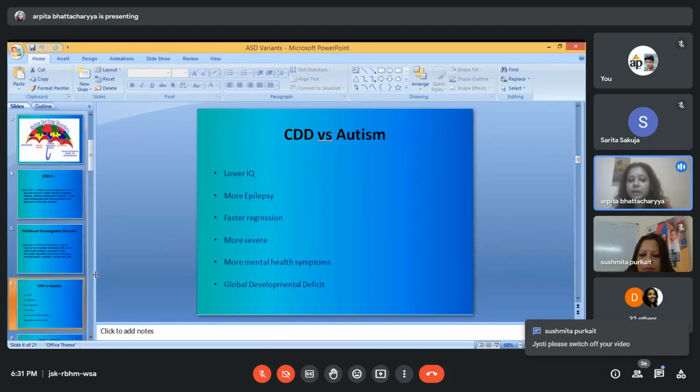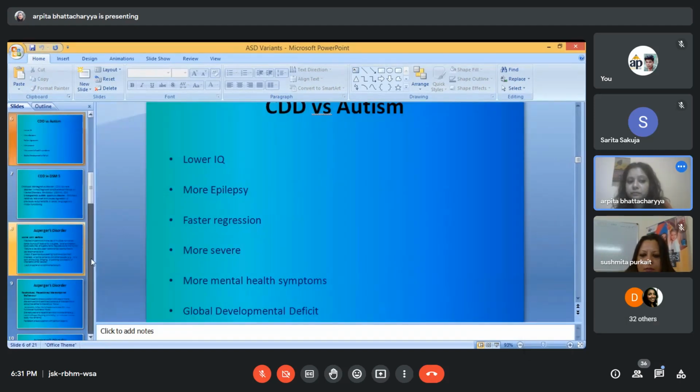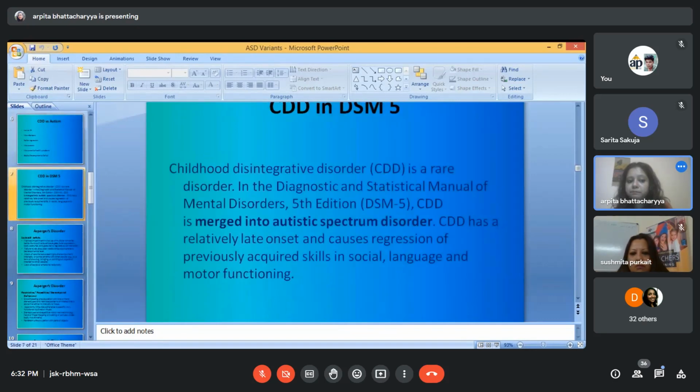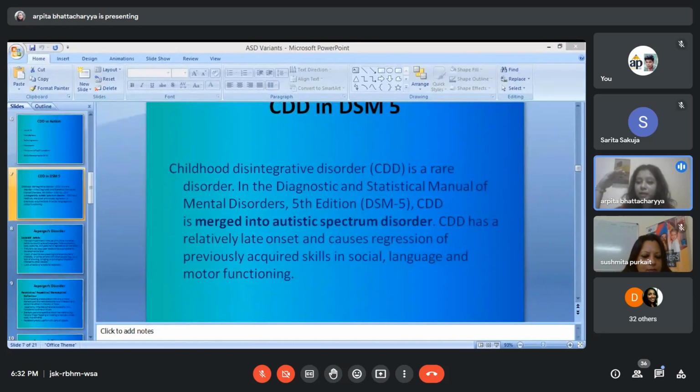Now, why is the difference there? Because, as I said, it's very important to understand that though all these conditions are under the same umbrella, why are they under the same umbrella? Because they have some features in common. That's why they have been put together in a group called ASD. But they are individually different from each other because they are also unique in their own ways. That's why they have different diagnosis names. Otherwise, we could have called everyone autism, right? We are not saying that.